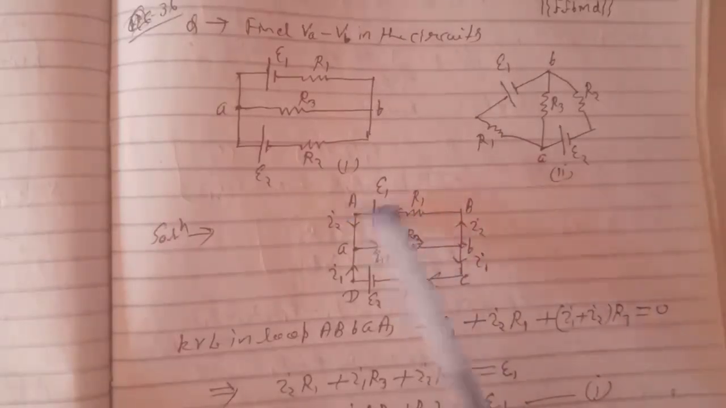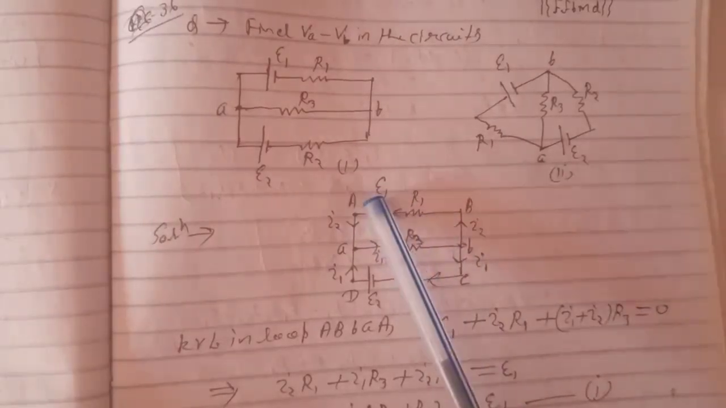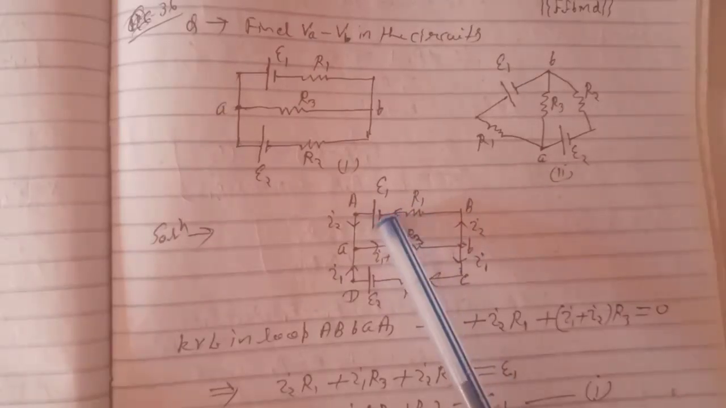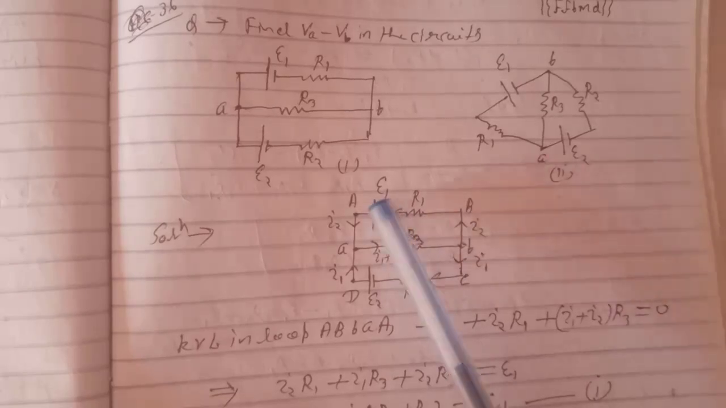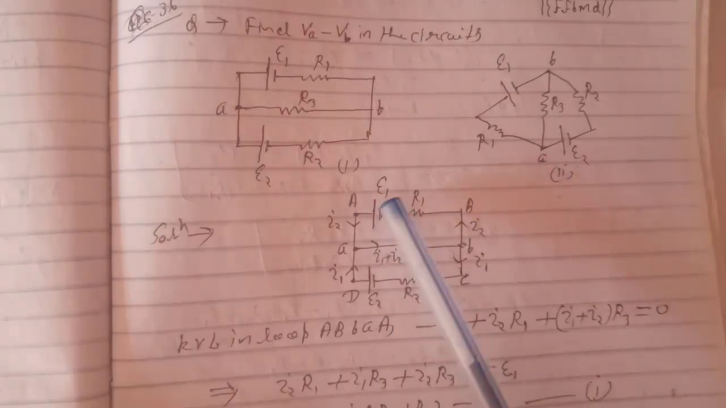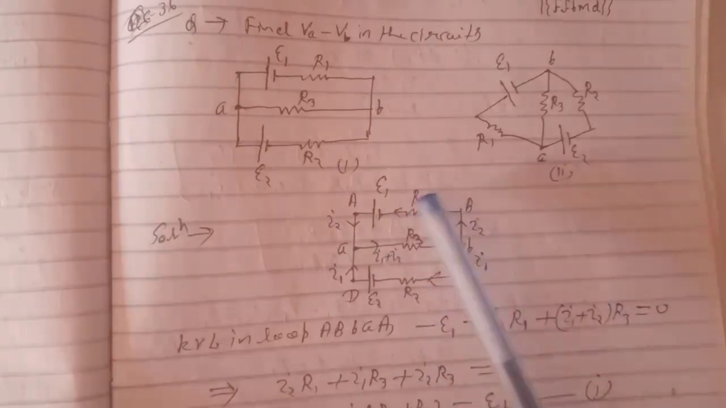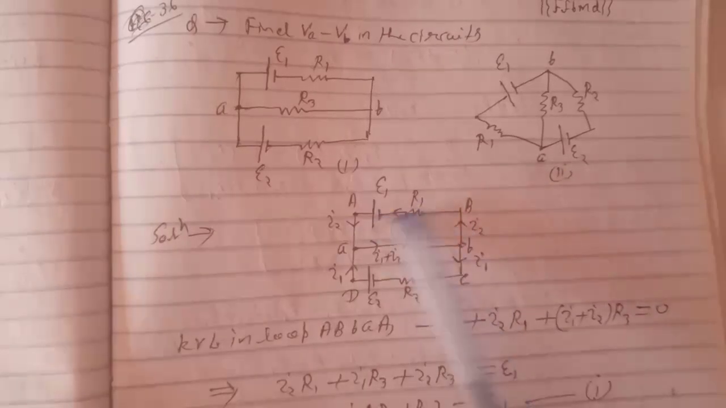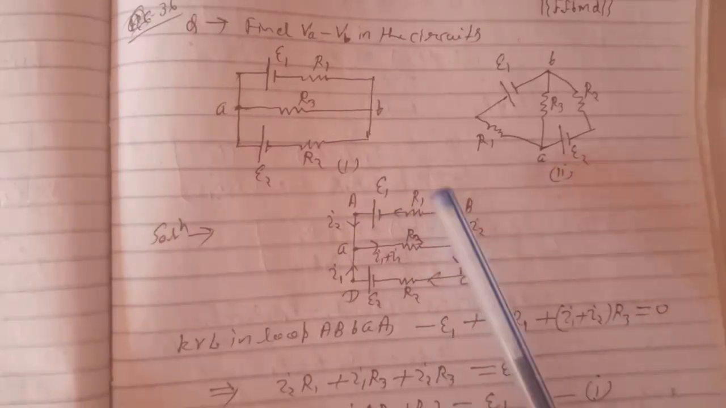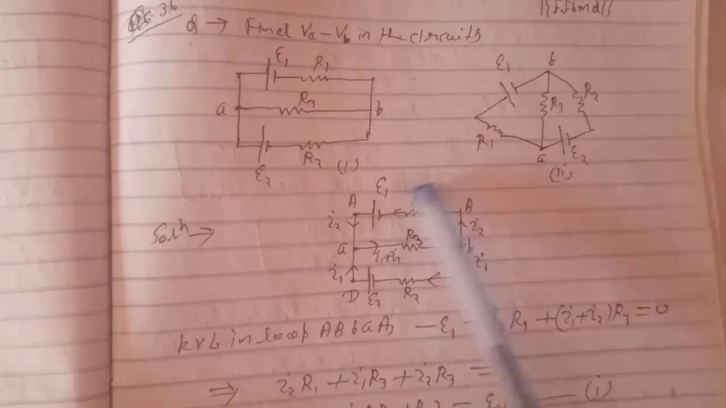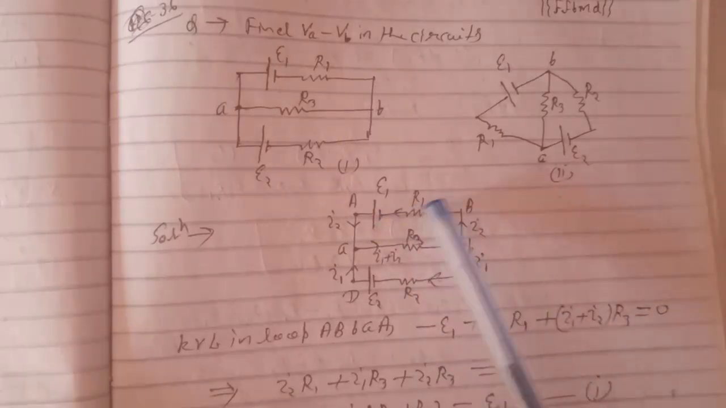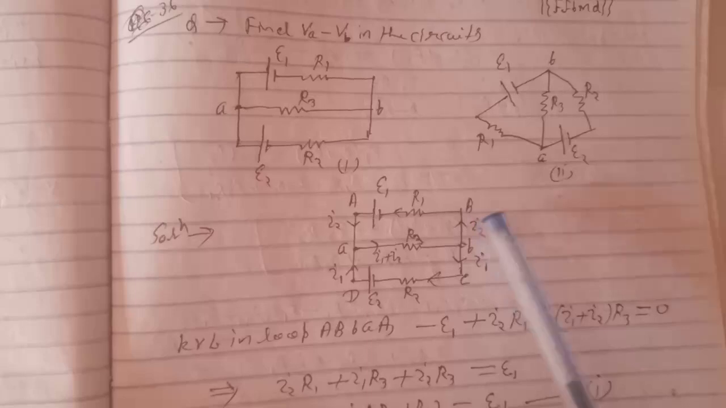Now here final is lower and initial is higher. That is the negative plate. We know that the negative plate of a cell is always at lower potential, and the positive plate of a cell is always at higher potential. So minus E1. Now here current is flowing in this direction, which means this point is at higher potential and this point is at lower potential. So higher minus lower, so the voltage across this will be positive. So plus I2 into R2, because I2 current is flowing here.